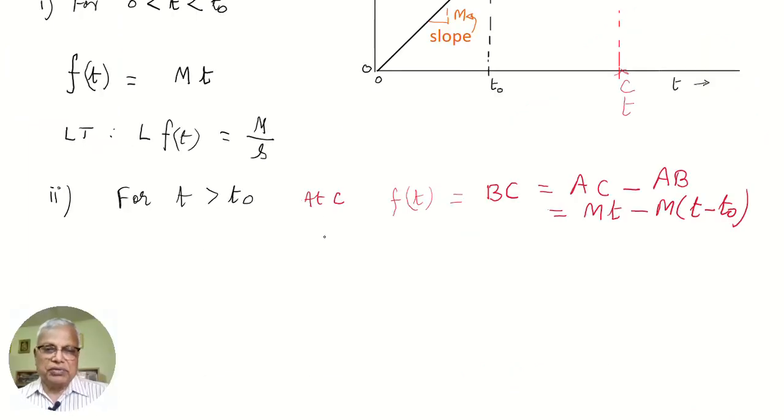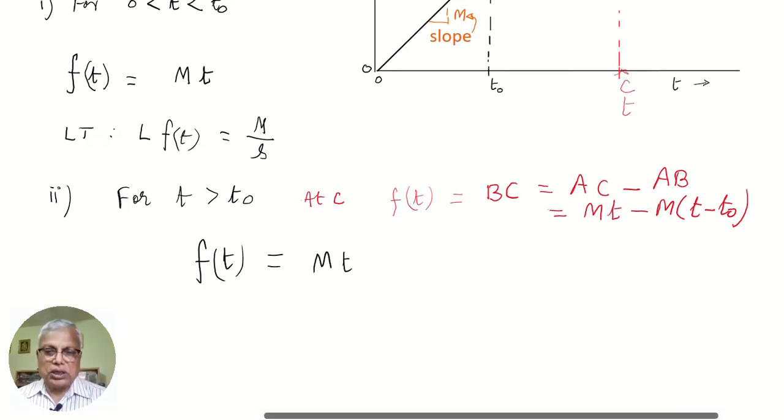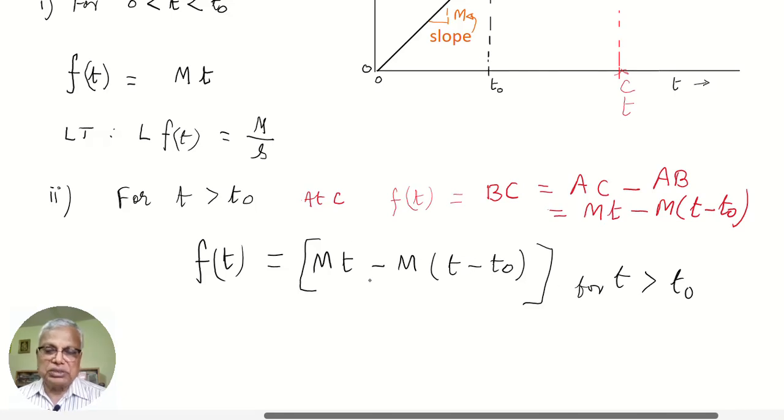So for the second period, t greater than t naught, f of t equals m t minus m into t minus t naught. So this is the equation for t greater than t naught. Of course, if you simplify this, the numerical value will give you m into t naught. So that's the numerical value of this function for t greater than t naught.